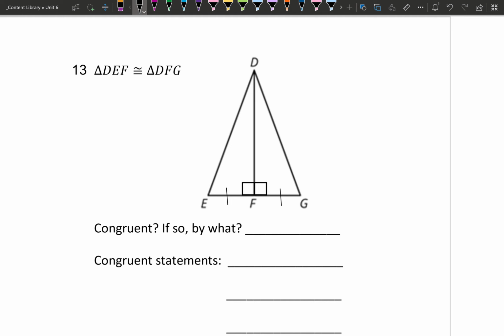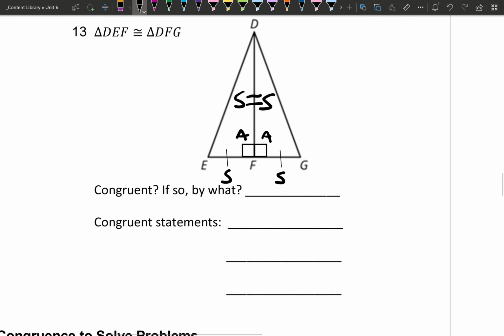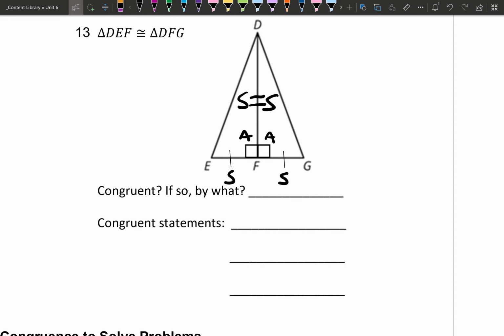Number 13. Let's see if these two triangles are congruent. They both have sides labeled. They both have this angle labeled. Is there anything else I can label? Yeah, that side in the middle. Are these triangles congruent? Absolutely, by side, angle, side. Let's write down the congruent statements.